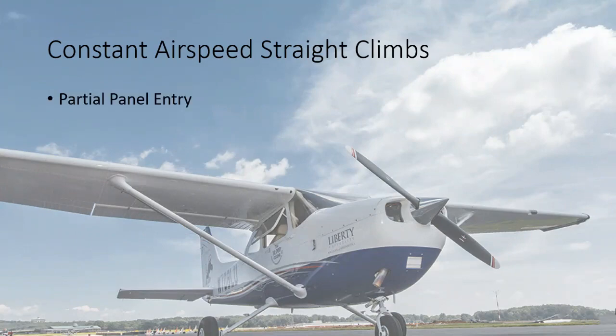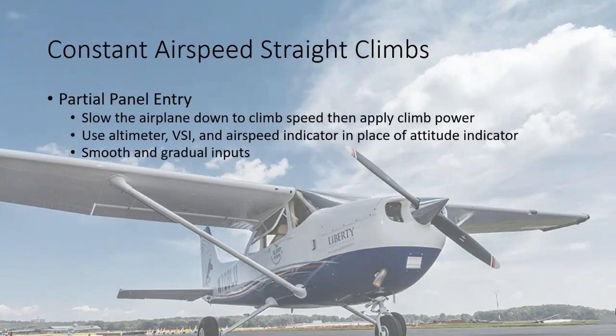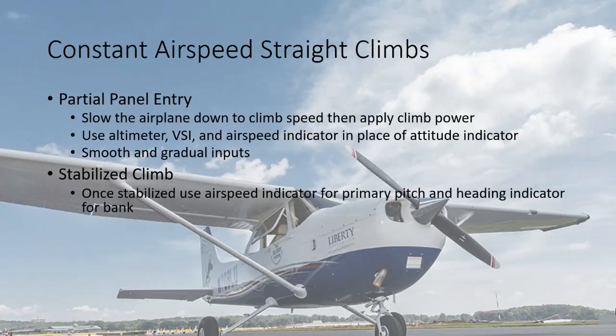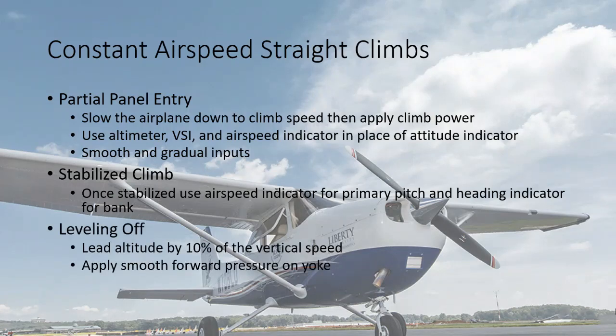Moving on, we'll talk about the partial panel entry. Slow the airplane down to climb speed, then apply climb power. Use your altimeter, vertical speed indicator, and airspeed indicator in place of the attitude indicator, and then use smooth, gradual inputs. For stabilized climb, once you stabilize at your airspeed, use your airspeed indicator for your primary pitch and then your heading indicator for bank. And once you're ready to level off, lead the altitude by 10% of the vertical speed, and then apply smooth forward pressure on the yoke.